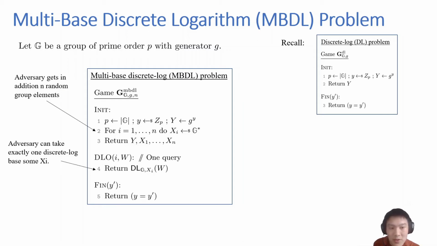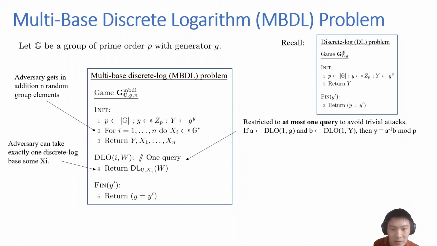Second, the adversary is allowed to query a discrete log oracle, but only exactly once, specifying an index i and a group element W. The oracle shall return the discrete log of W base Xi, where this i was chosen by the adversary in the input of the discrete log oracle. In effect, the adversary is allowed to take one discrete log, base any Xi of his choosing. Lastly, to win the game, the adversary needs to find small y, which is the discrete log of the target point big Y base g.